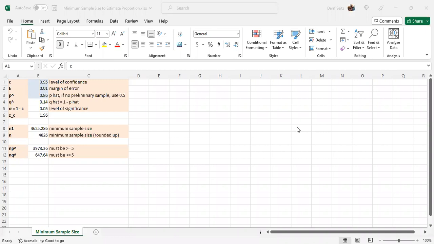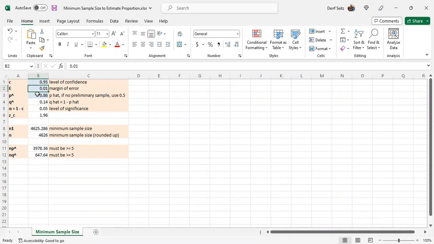This video shows how to calculate the minimum sample size needed to estimate a proportion. There are three fields that are blue that you have to enter information into. The level of confidence, C in this example, 95%.